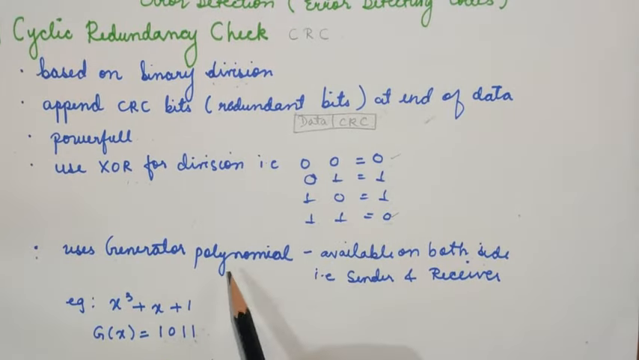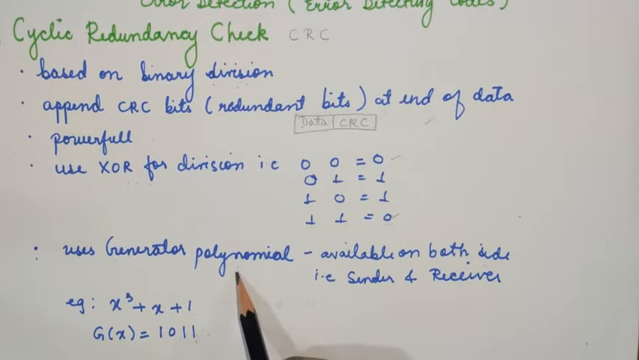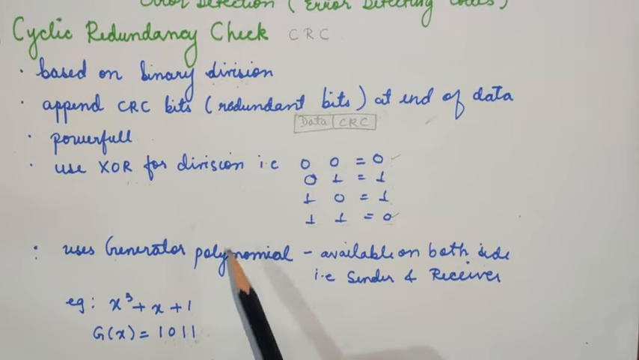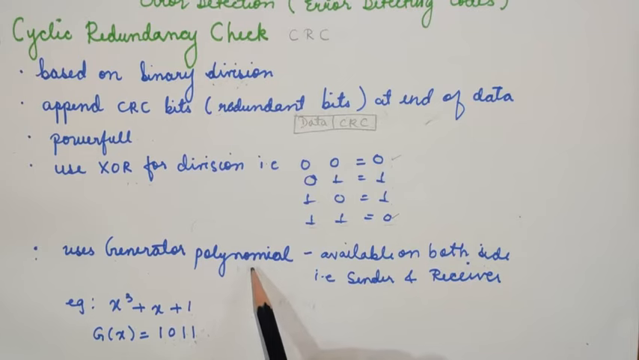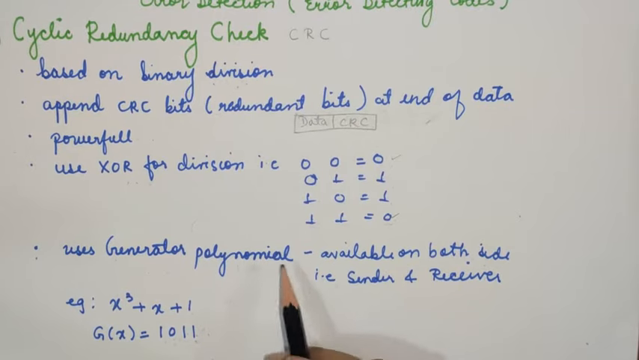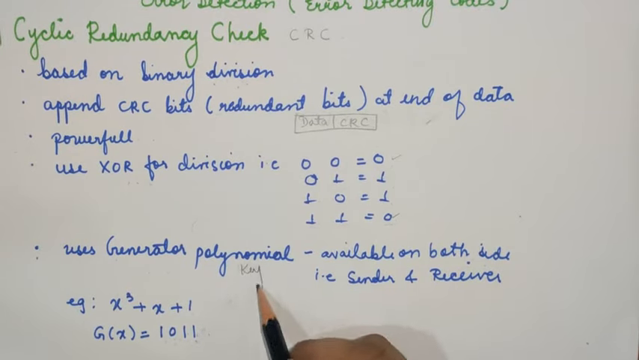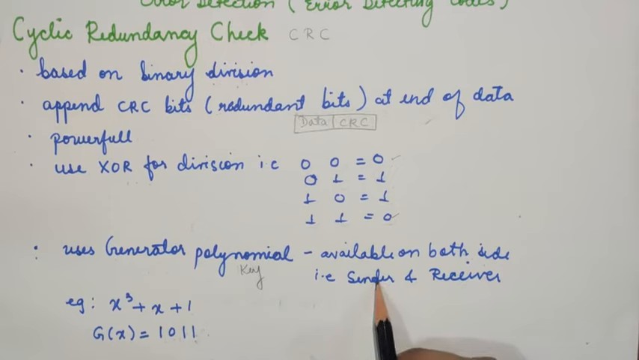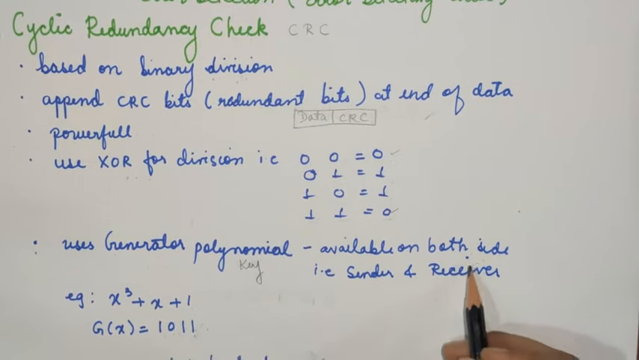Here we are going to use a generator polynomial. As I have told you, we are going to use a division technique here. So for that we need a generator polynomial to get the divisor. For getting the divisor we use the generator polynomial, and this key is going to be available at both ends, at the sender side and also at the receiver side.